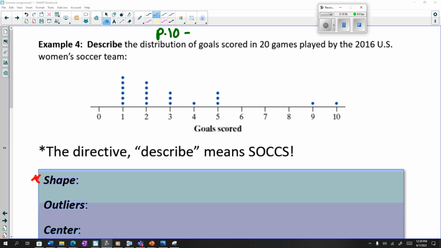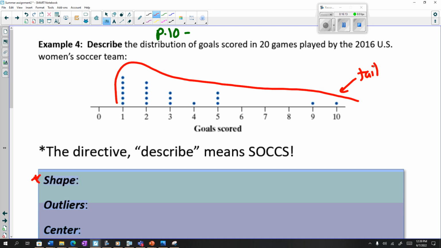When we talk about shape, we want to talk about the fact that it's skewed or symmetric, and then we also want to talk about if there are any gaps or clusters. So first thing I'm hoping that you wrote was that it was skewed, and specifically because the tail is on the right, hopefully you said it's skewed right. So the distribution of goals scored in the 20 games of the U.S. women's soccer team is skewed right. But we also notice something interesting here. We have a gap. Specifically, there's a gap here between 5 goals scored and 9 goals scored. So we want to say that as well.